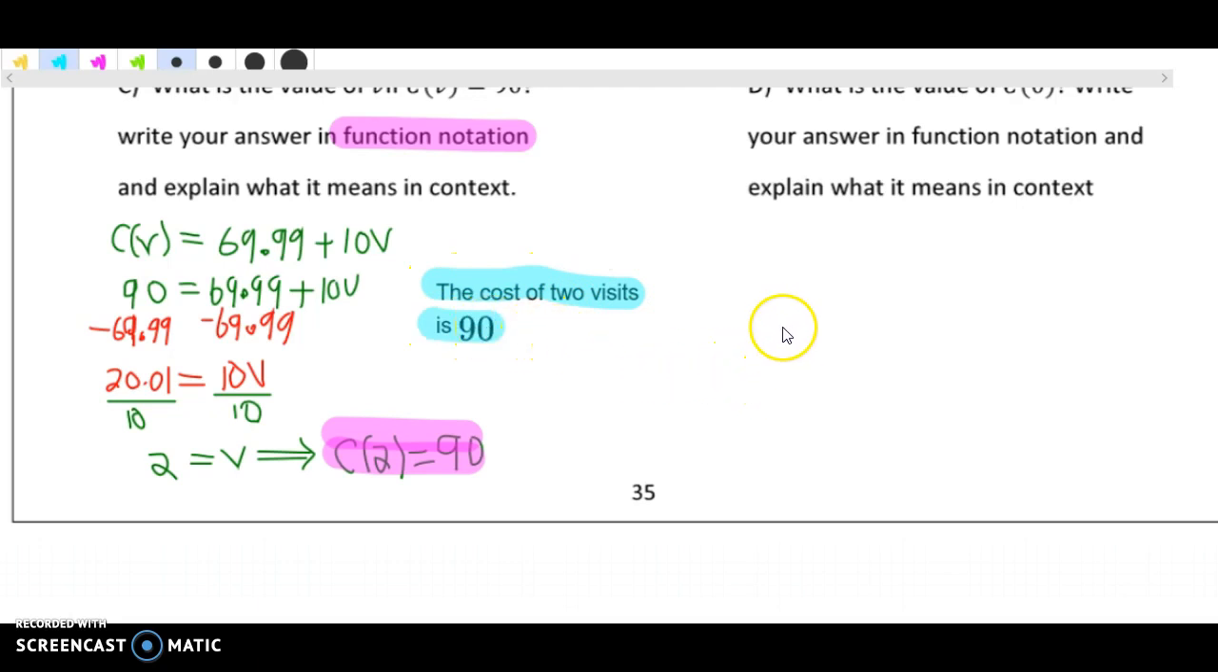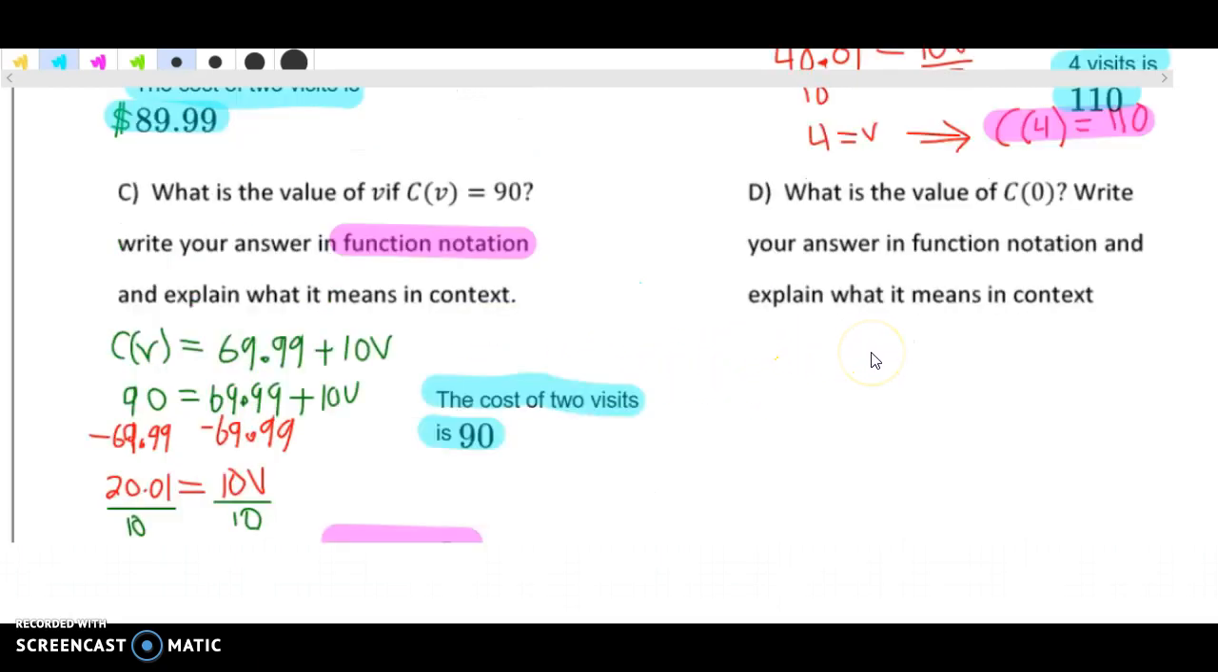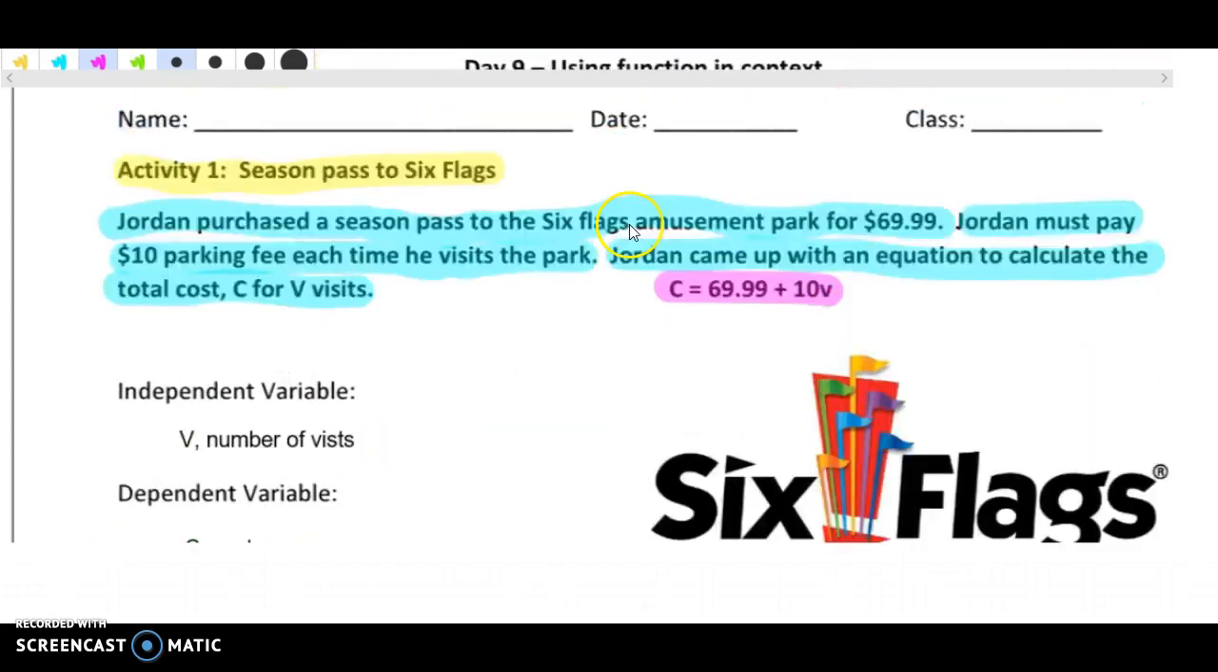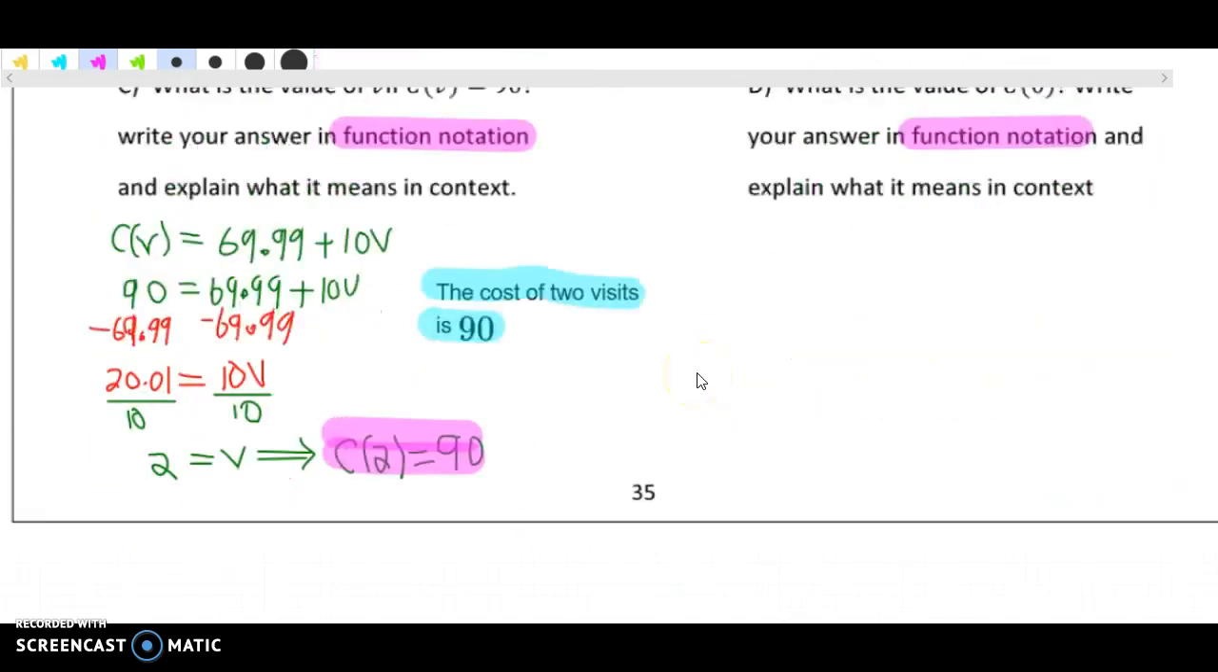Okay, and example D, we have to figure out what is the value of C of 0. I'm going to write this in function notation, and then we're going to explain what it means. If you think about it, 0 is the number of visits. If you don't visit the Six Flags park, but you still buy the season pass, you're still going to have to pay $69.99.